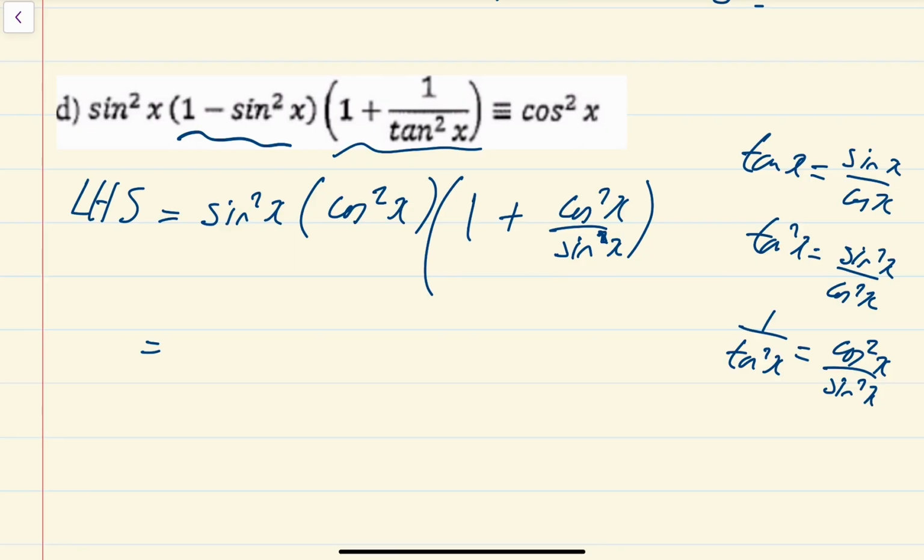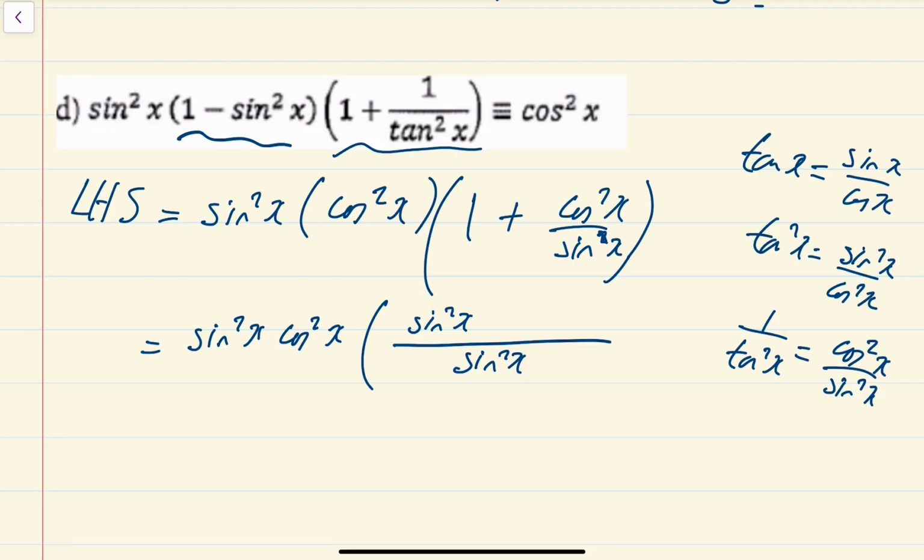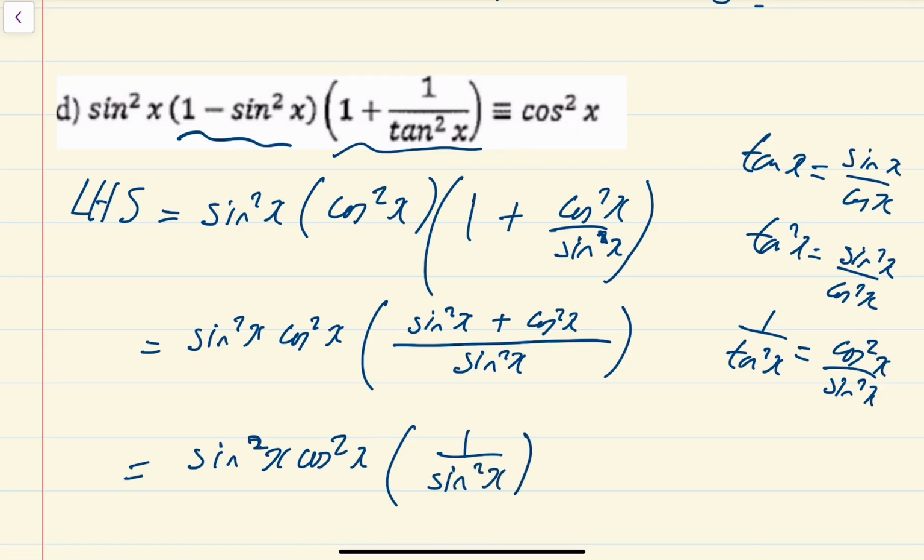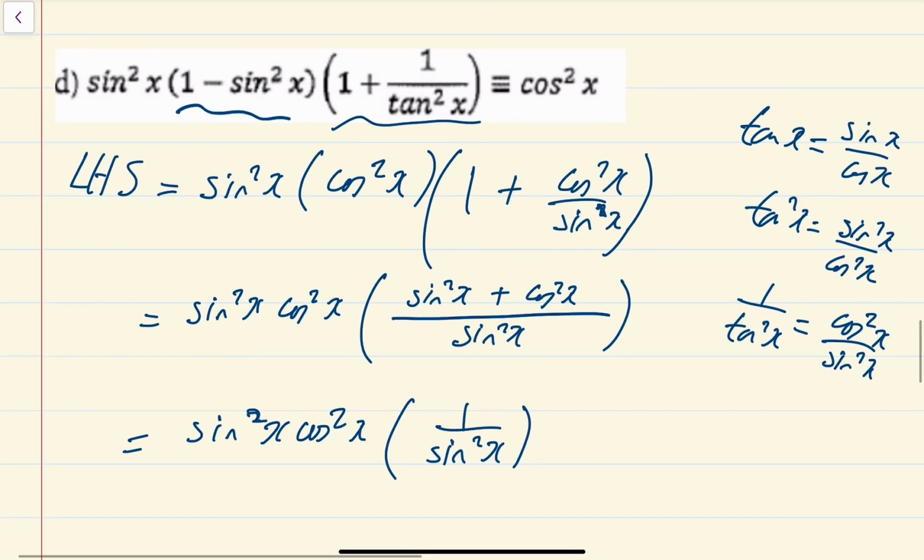Right, inside this last bracket, there's nothing we can do with the first two terms, but inside this last bracket, take a common denominator of sine squared. So it now becomes, top line is sine squared x plus cos squared x, and then that's now sine squared x, cos squared x times 1 over sine squared x, because remember sine squared plus cos squared is 1.